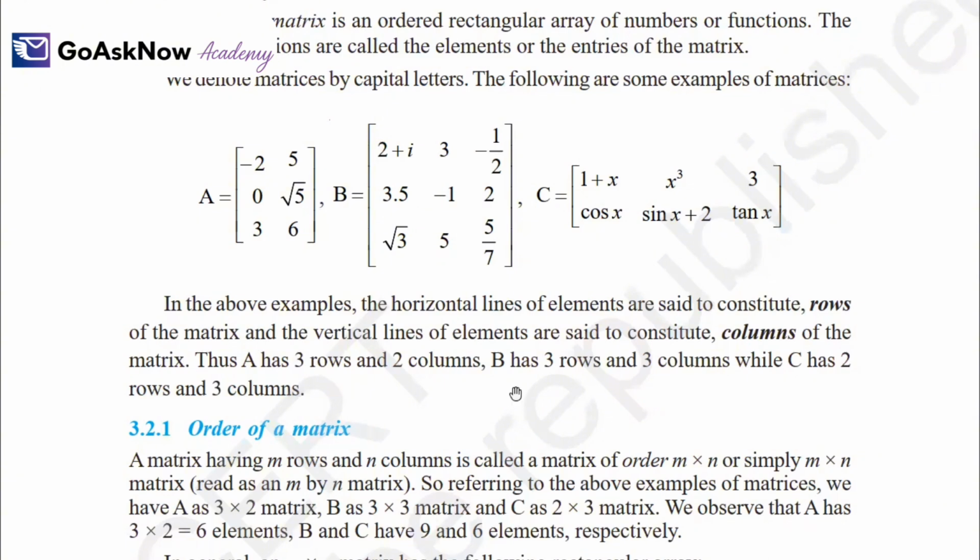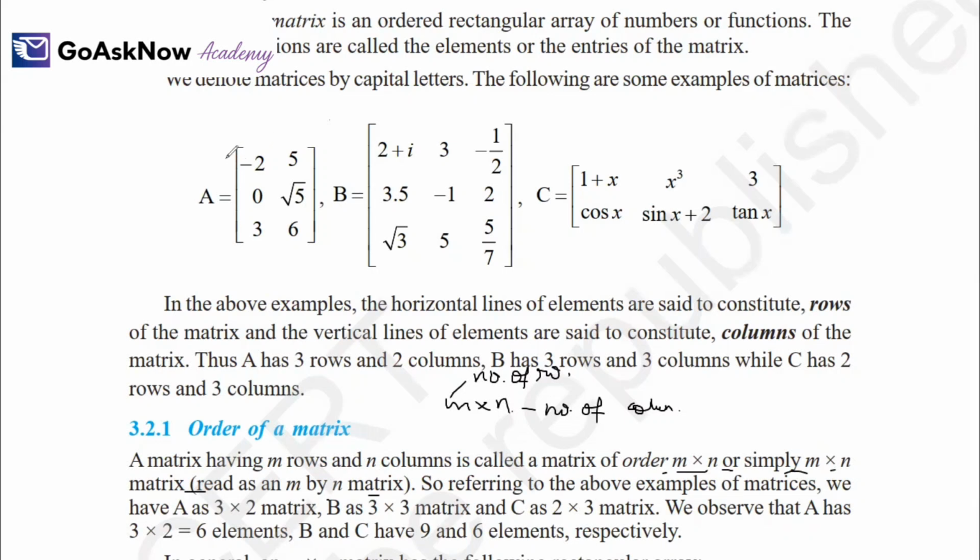So here the order is m cross n, or simply an m cross n matrix, read as m by n. So m by n is your order, where m is the number of rows and n is what? The number of columns. This you must remember. Okay. So referring to the above examples of matrices, we have A.